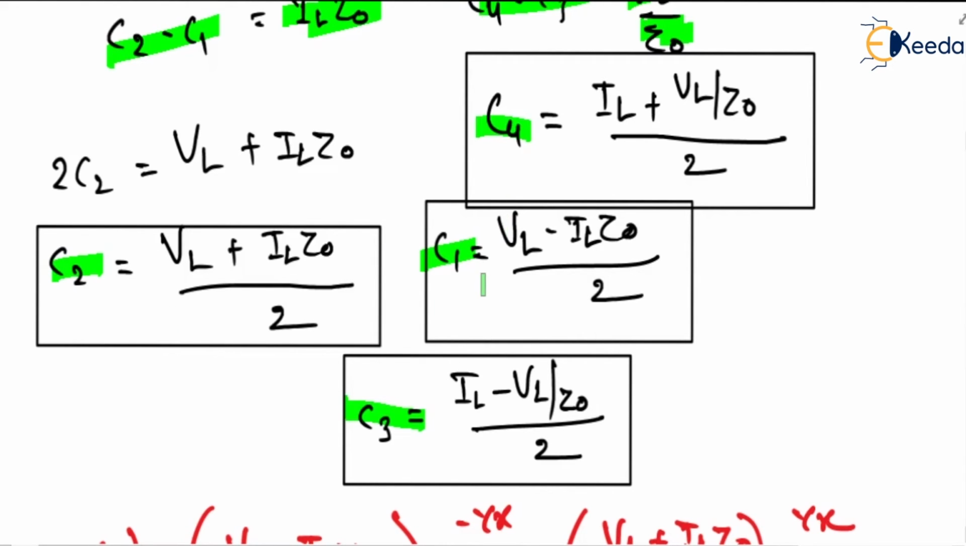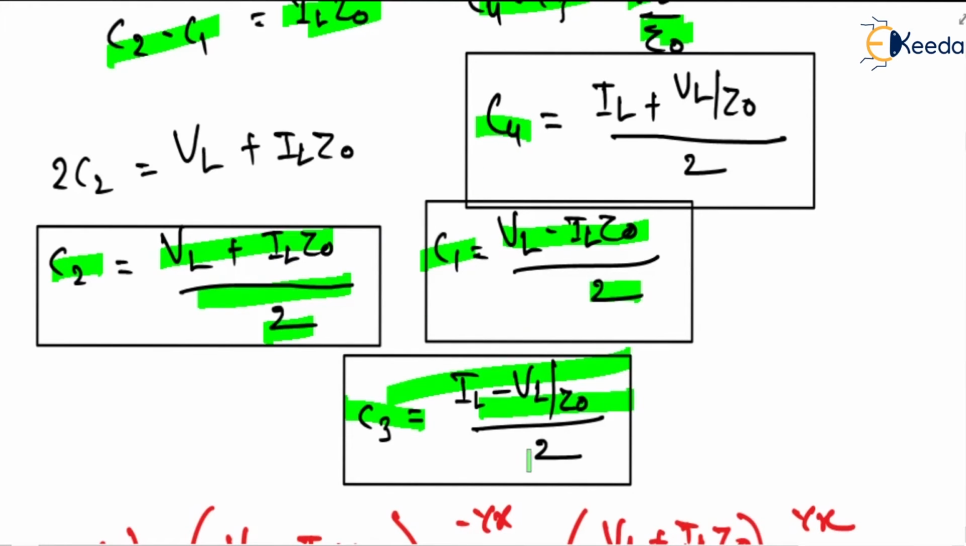The values of the constants are found just by adding and subtracting the equations. C1 is (VL minus IL Z naught) by 2. C2 is (VL plus IL Z naught) by 2. C3 is (IL minus VL by Z naught) by 2. And C4 is (IL plus VL by Z naught) by 2.